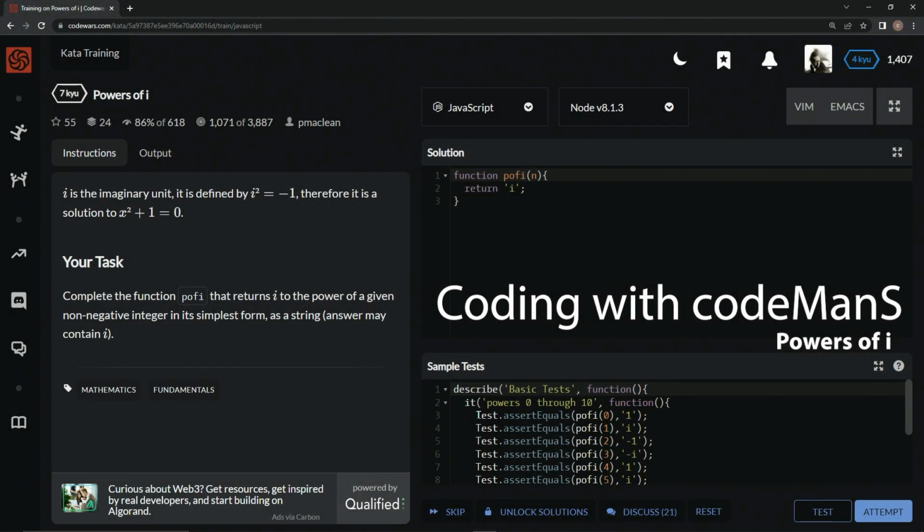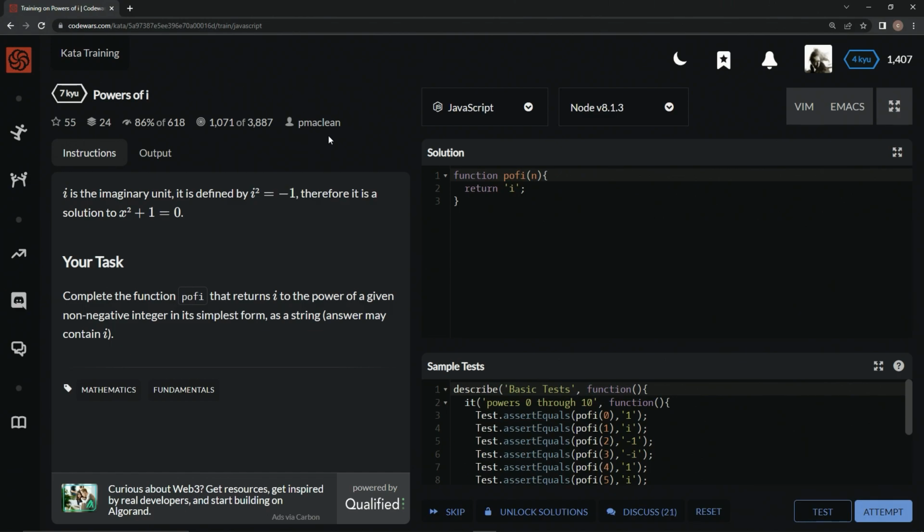All right, now we're doing 7Q Powers of I. This is by P. McLean, and 86% of people like it. So I is the imaginary unit, going back to algebra. It's defined by I squared equals -1. Therefore, it is a solution to x squared plus 1 equals 0, because x squared has got to be -1. So thus.